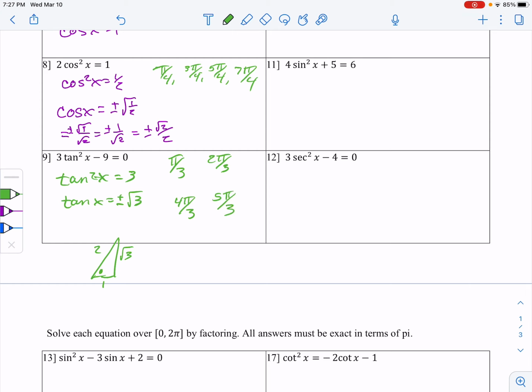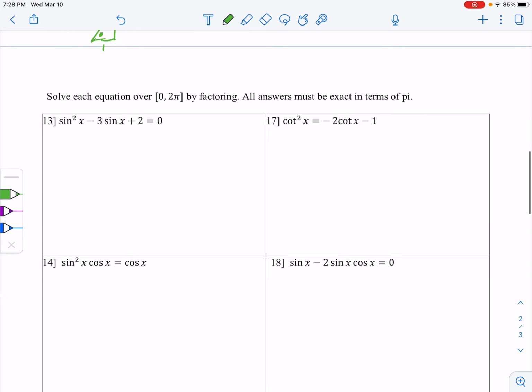All right? One more technique today. It says solve each equation. We're going to change this. Find all values. Or change your interval here to negative infinity to positive infinity. That's better. We'll do that. Cross that out. Okay? By factoring. They want the answers in terms of pi.